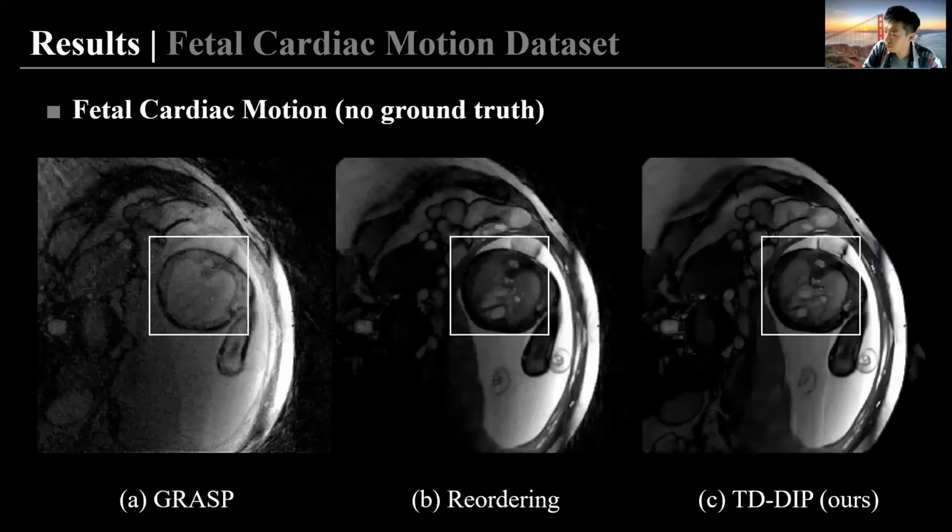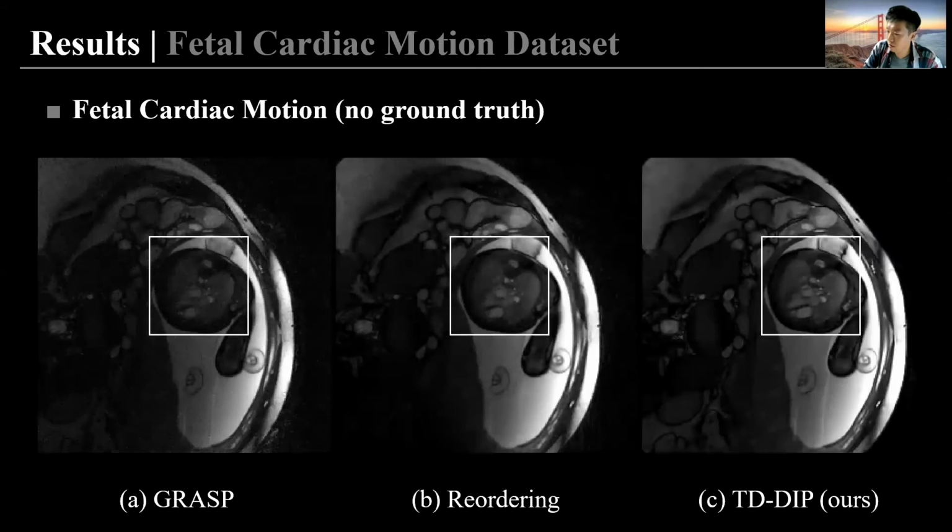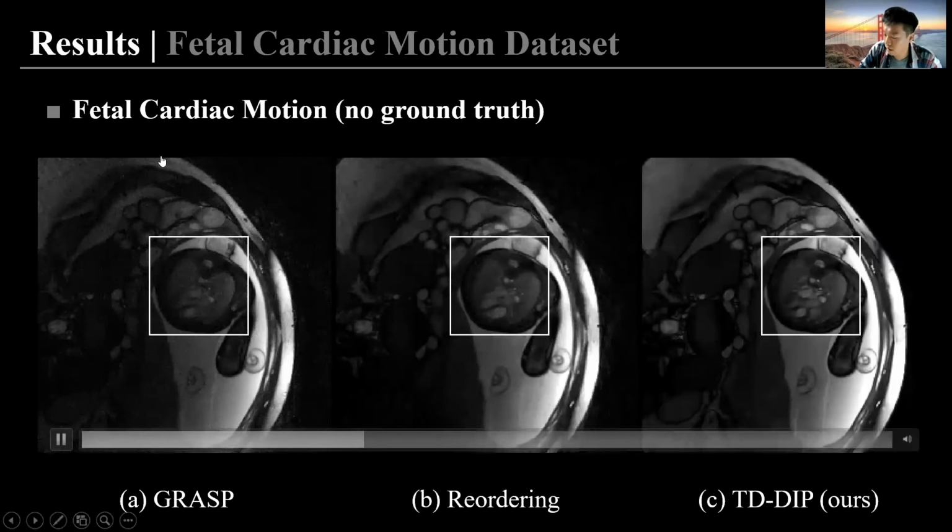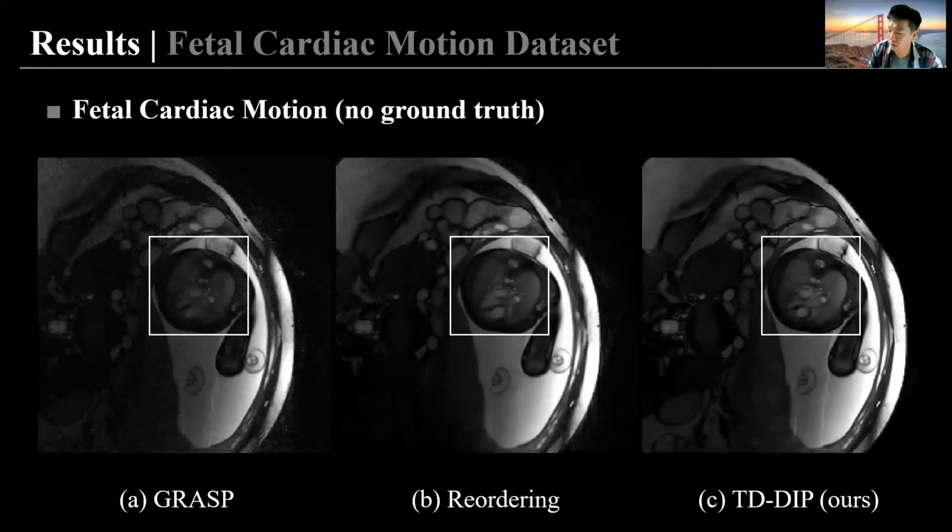And this is now real data. There is no ground truth. This is the data set of mother and fetal cardiac motion. Inside the mother's belly, there's the baby, and the baby's heart is moving. And for sure, for this type of data, we don't have any data set to learn such a model, so we only have a single measurement for recovering this type of image.